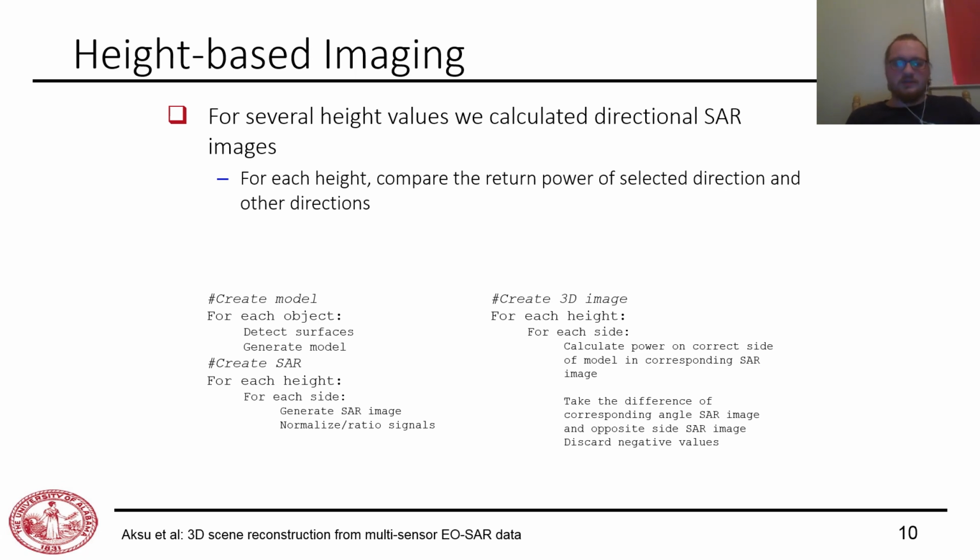Important thing here is, although we are creating multiple SAR images for each side, since we are going to look from different angles, a narrow set of angles, this is not as intensive as creating a whole 360-degree image. Then we create 3D image by combining each height and each side.